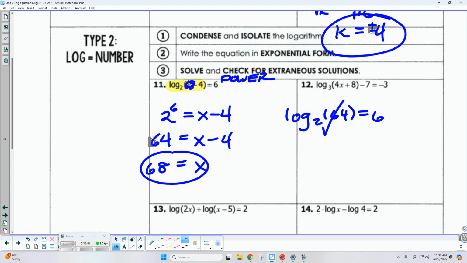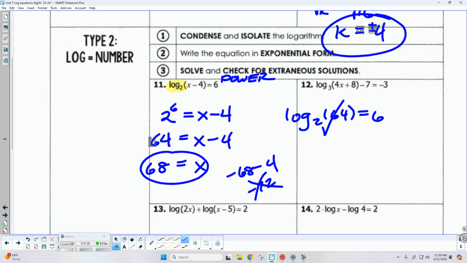Oh, not here because we didn't have to take a root. So that wasn't part of our original equation. Not like we did on the previous one. Now, even if, for argument's sake, we did get a negative 68 as an answer, what's negative 68 minus 4? That's a negative 72. Remember, no argument can be negative or 0.